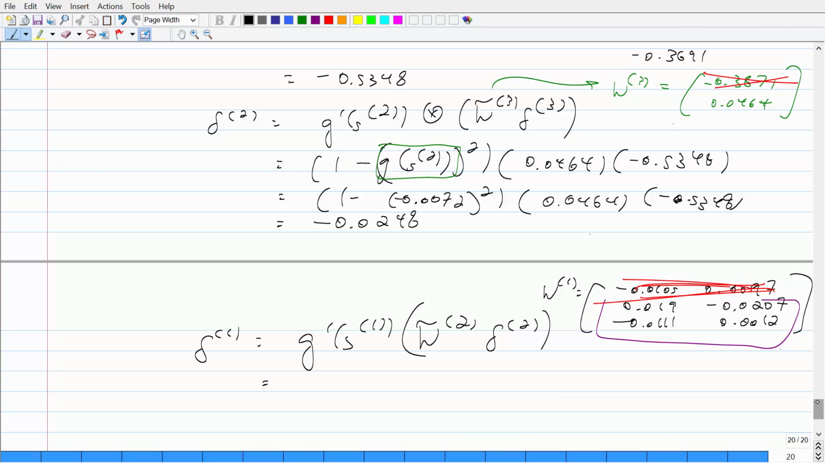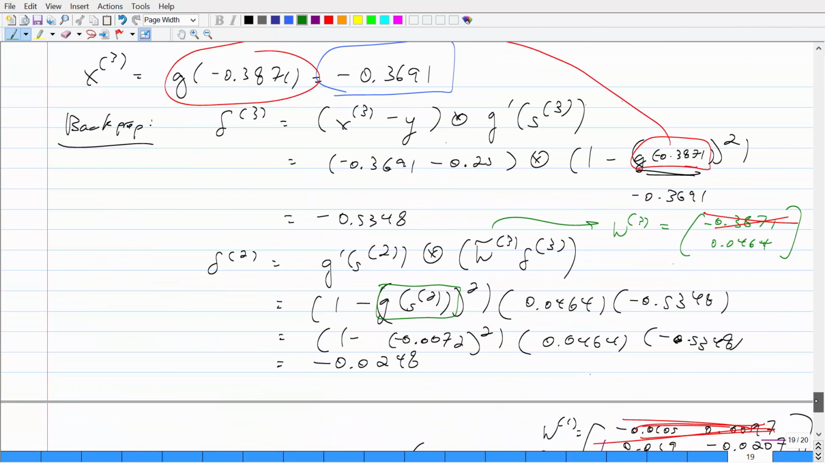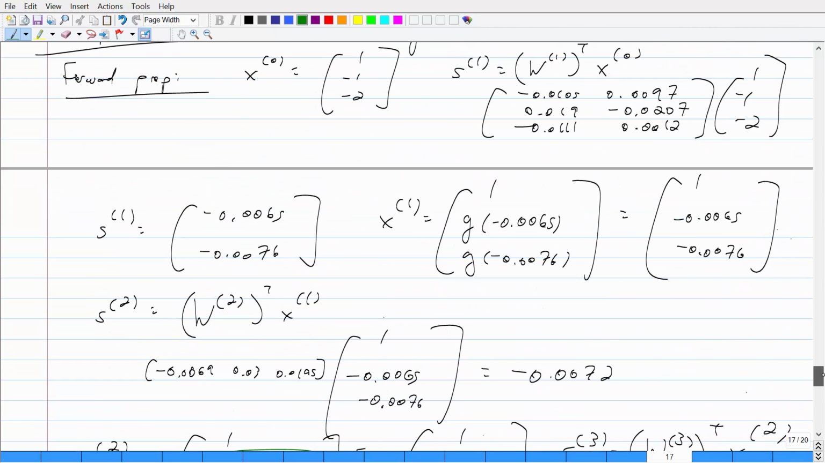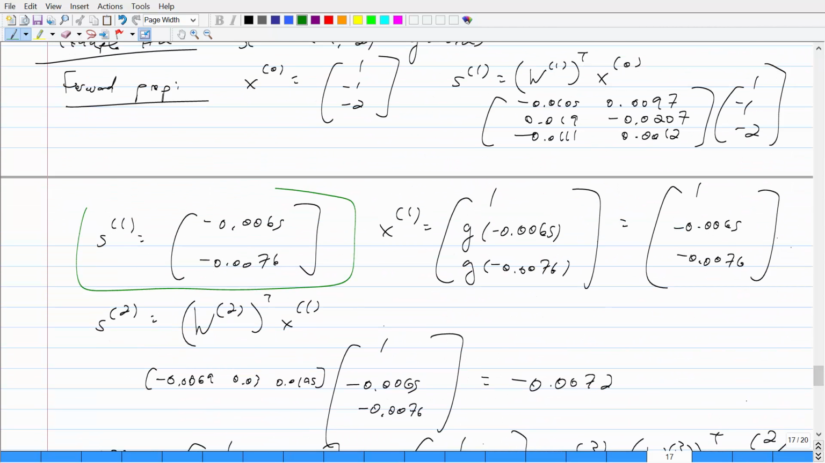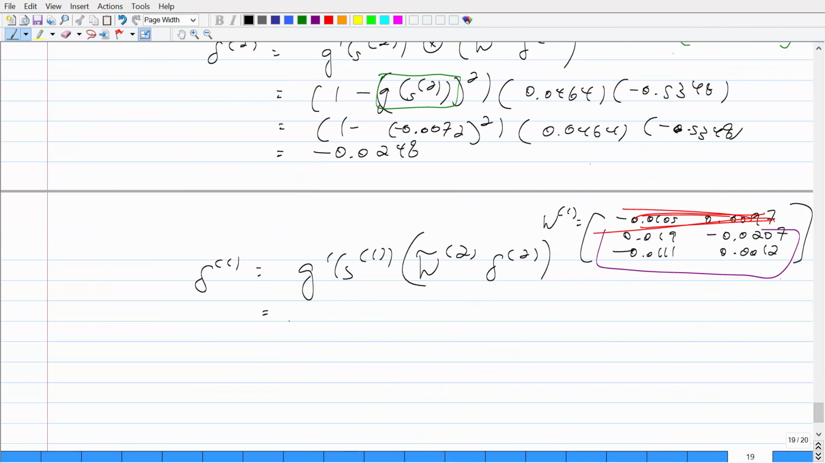So S of 1 was equal to what exactly? It was this guy here. So it was actually, let me see, was it G of S of 1? Yes. So it was, sorry, here. I'm losing track. So it's this. And then what you need to do is apply the activation function to each of those separately.